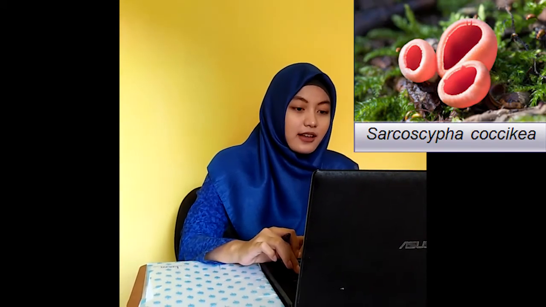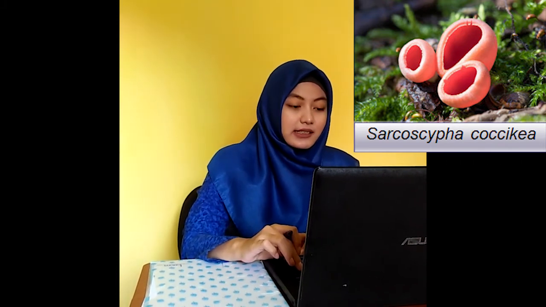The examples of Ascomycota are Saccharomyces cerevisiae, which is used for making bread, like this. And then Saccharomyces ellipsoideus for manufacturing wine from grapes. And the third, Neurospora crassa for making oncom. Fourth and fifth, Morchella esculenta and Sarcoscypha coccinea. The body can be eaten.